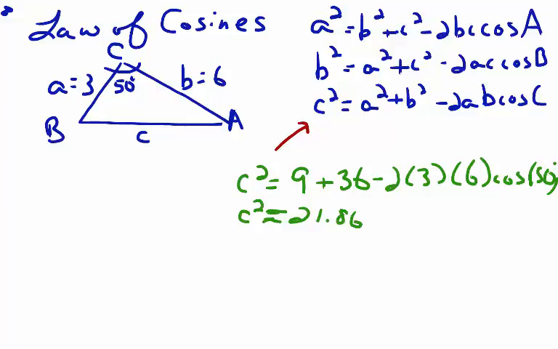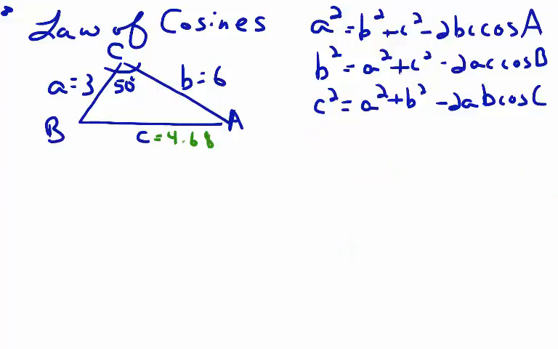If we take the square root of 21.86, we solve for C, which is approximately equal to 4.68. So side C is equal to 4.68. Now let's solve for angle A. Since we want to solve for angle A, we need to use the first equation. Let's plug in our known values.